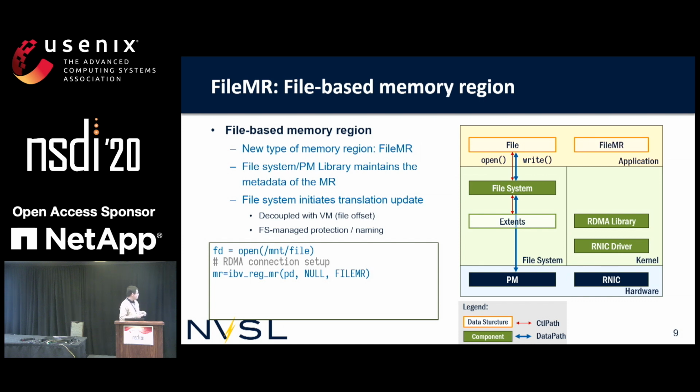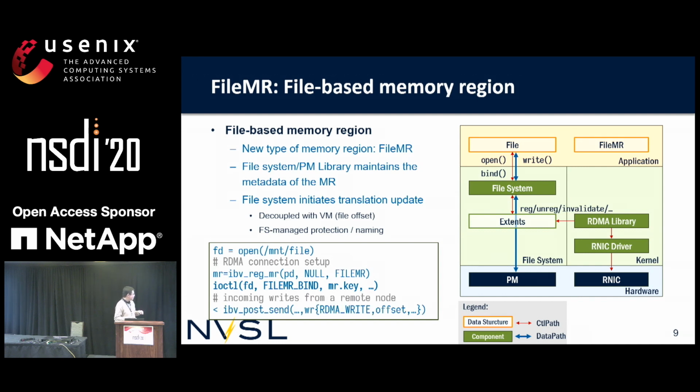Next, we will create a binding between a file and a FileMR. The way we do it currently is through an ioctl to the file descriptor. The file system will internally find those entries and establish some function callbacks between the file system and the RDMA library, and it will keep pushing any updates of the file layout, which means you cannot modify the file layout through the RDMA path. An incoming write from a remote node will contain file IDs and offsets.